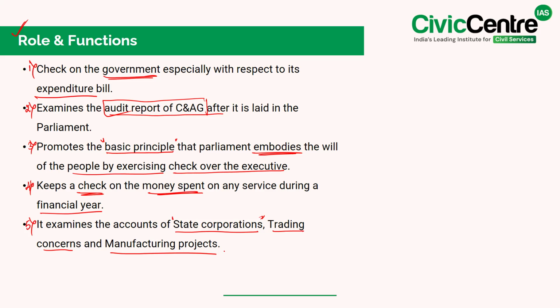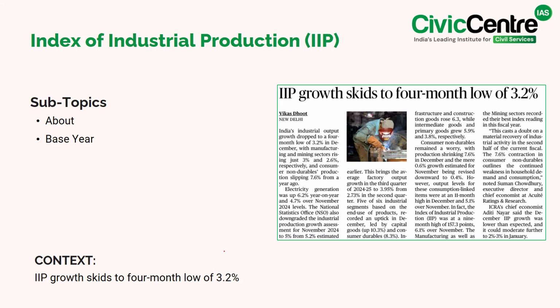efficiently across different sectors. Now, moving to the next article, it says that India's industrial output growth dropped to a 4-month low of 3.2% in December, with manufacturing and mining sectors rising just 3% and 2.6% respectively, and consumer non-durables production slipping 7.6% from a year ago. Now, in this context, let's talk about the Index of Industrial Production.